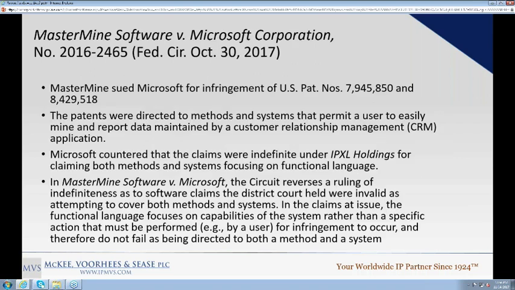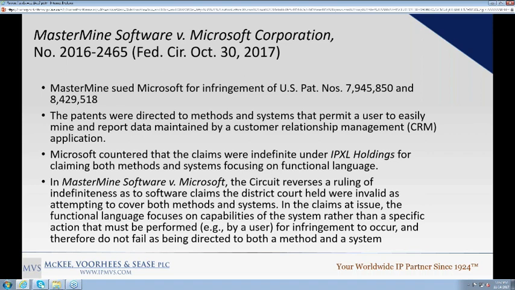And I'm running short on time here, so I'll move through this case kind of quickly. But this was a Federal Circuit case that came down just recently, October 30th. And this is the one where I mentioned I don't know that there was any eligibility claims made in response to the lawsuit being filed against Microsoft. Microsoft countered that under IPXL Holdings, the claims were indefinite because they claim both methods and systems.